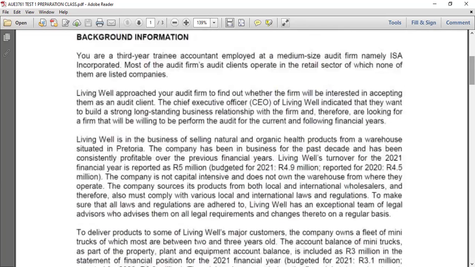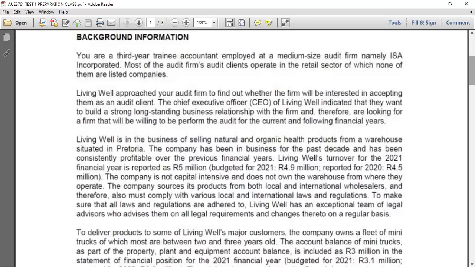Right, you are a third-year trainee accountant employed at a medium-sized audit firm, namely ISA Incorporated. Most of the audit firm's audit clients operate in the retail sector, of which none of them are listed companies. Living Well approached your audit firm to find out whether the firm will be interested in accepting them as an audit client. The chief executive officer of Living Well indicated that they want to build a strong, long-standing business relationship with the firm and therefore are looking for a firm that will be willing to perform the audit for the current and following financial years. Living Well is in the business of selling natural and organic health products from a warehouse situated in Pretoria. The company has been in business for the past decade and has been consistently profitable over the previous financial years. Living Well's turnover for the 2021 financial year is reported as 5 million, budgeted 4.9 million, reported 4.5 million.